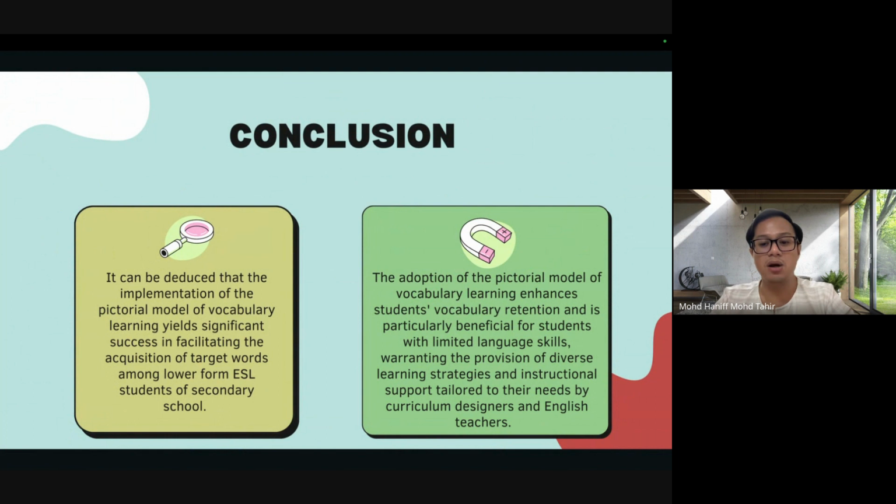The adoption of the pictorial model of vocabulary learning has enhanced students' vocabulary retention and is particularly beneficial for students with limited language skills, warranting the provision of diverse learning strategies and instructional support tailored to their needs by curriculum designers and English teachers. This is because the students were able to retain the target words in their long-term memory as well as their short-term memory by using the pictorial model.